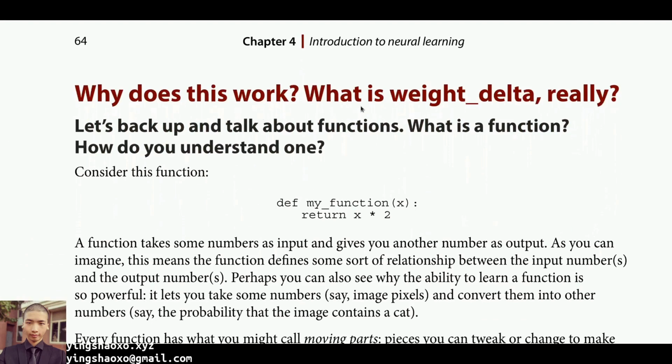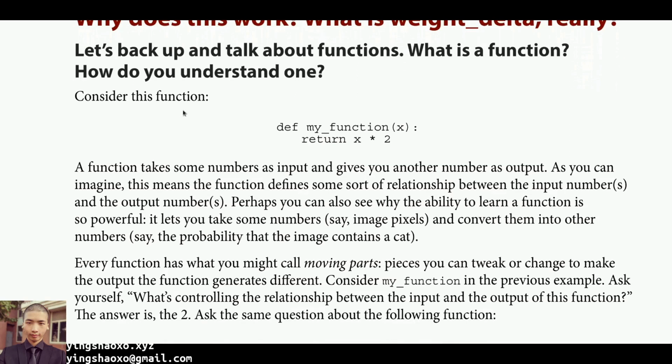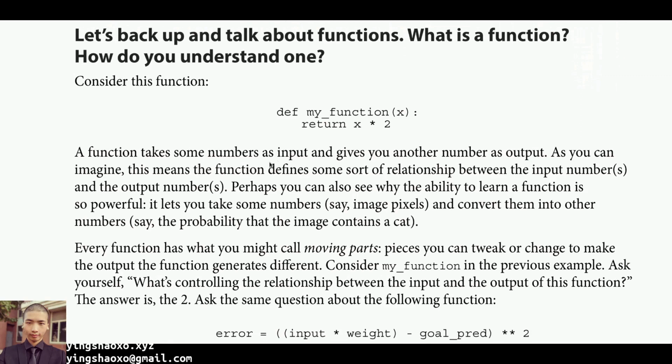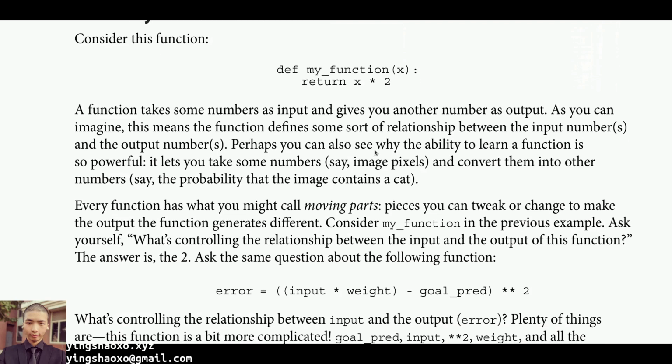Why does this work? What is weight delta? Let's back up and talk about functions. What is a function? How do you understand one? Consider this function. Define a function. It returns x times 2. A function takes some numbers as input and gives you another number as output. As you can imagine, this means the function defines some sort of relationship between the input numbers and the output numbers. Perhaps you can also see why the ability to learn a function is so powerful.